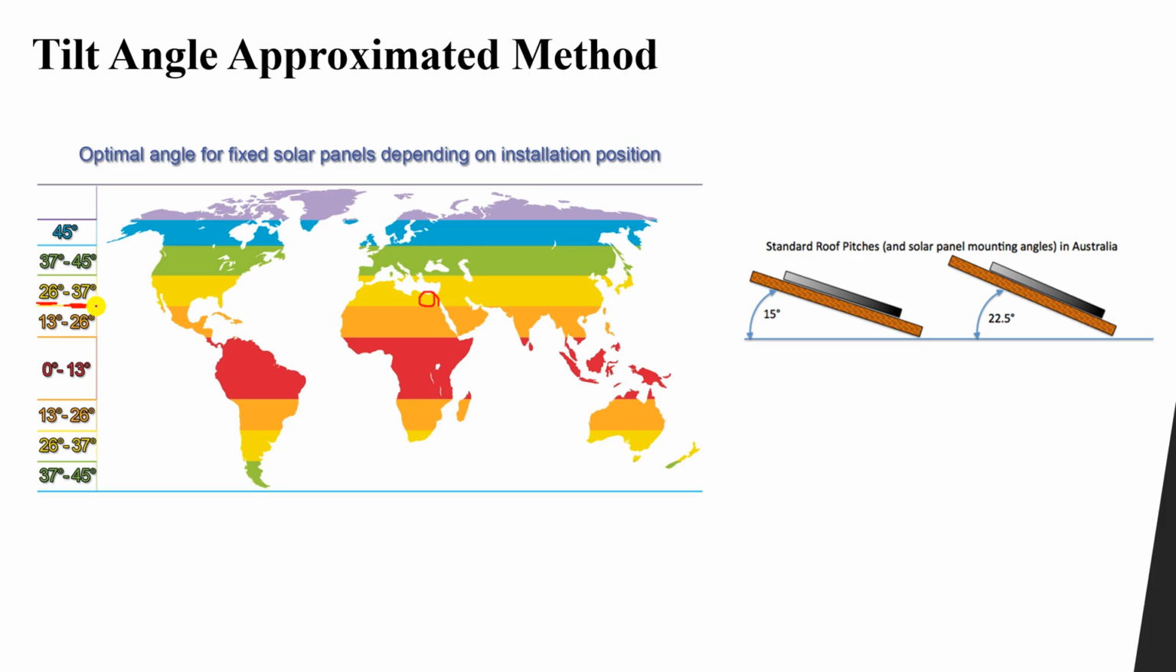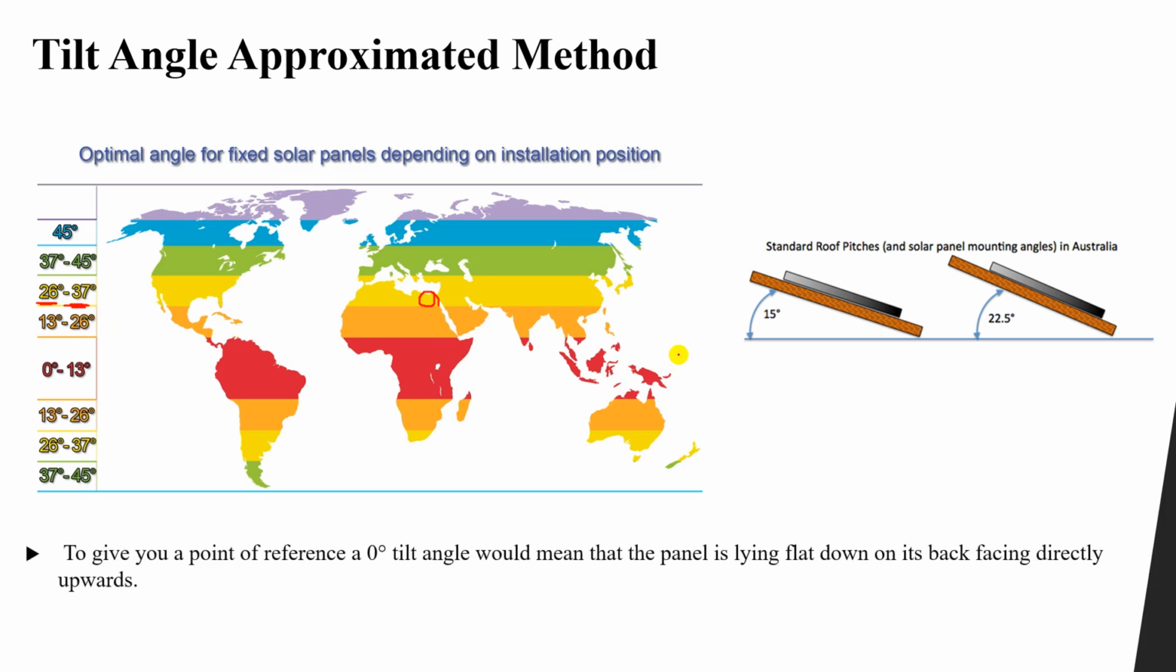Now, why is it a range? Why is it not just one value? It is a range because this angle changes through the day. It changes from one season to another. So there is no one fixed solution. This is a range which can help you. You can select an angle in this range. This is just an overview about the tilt angle.